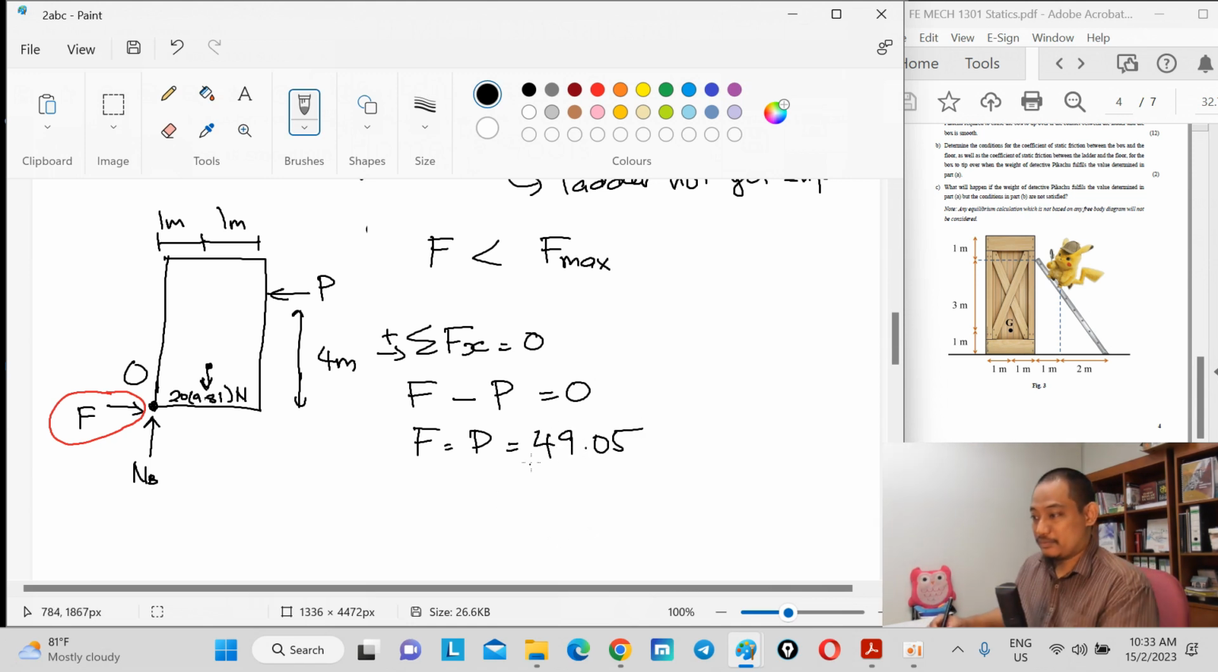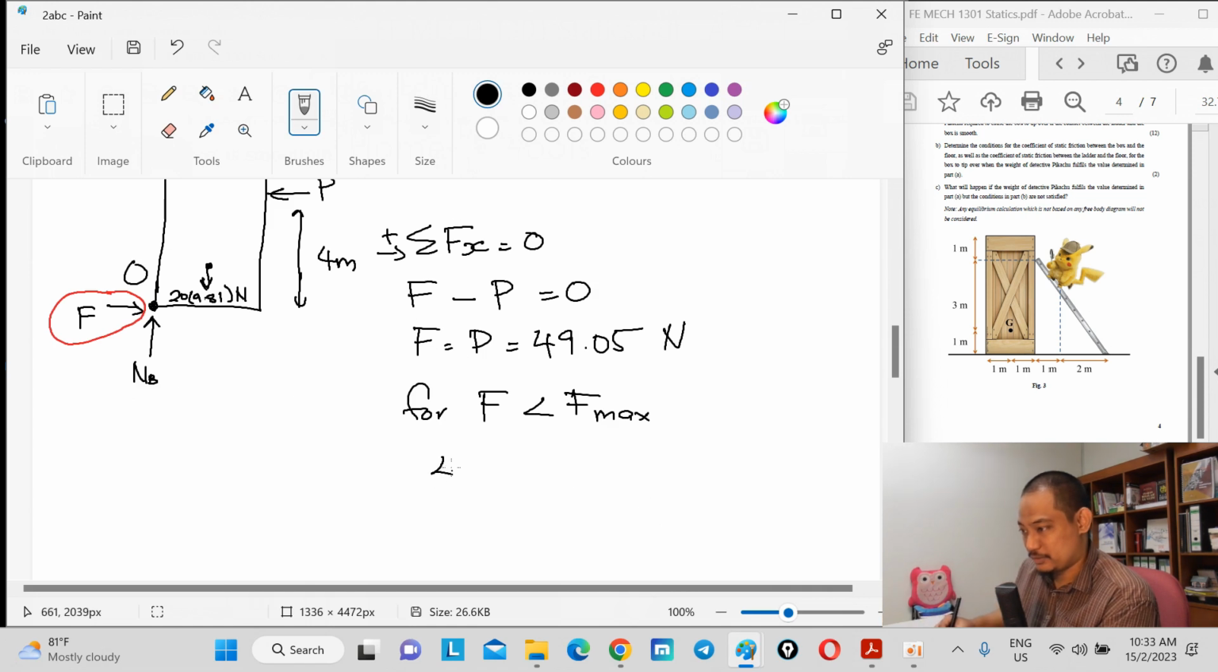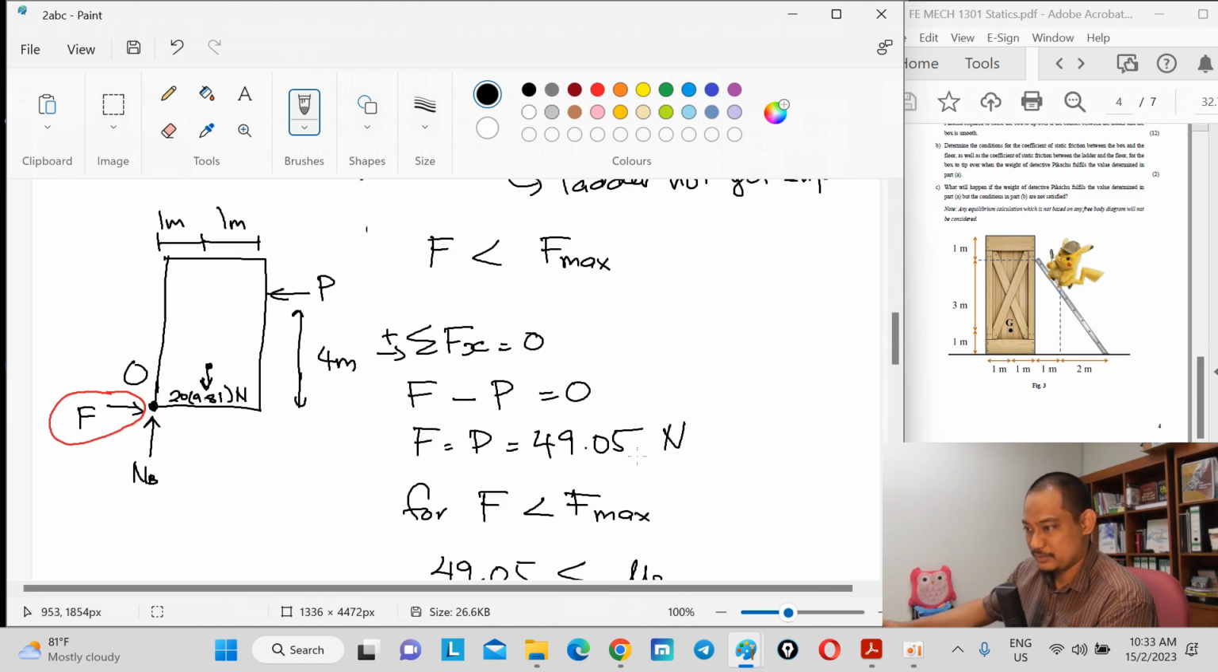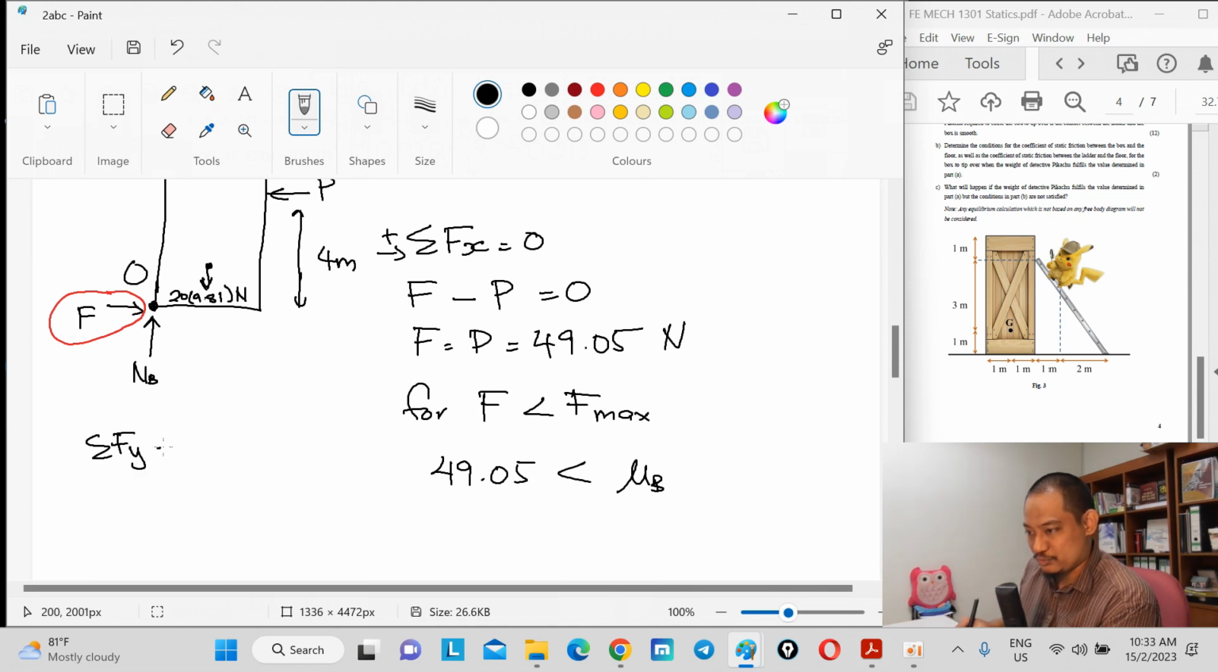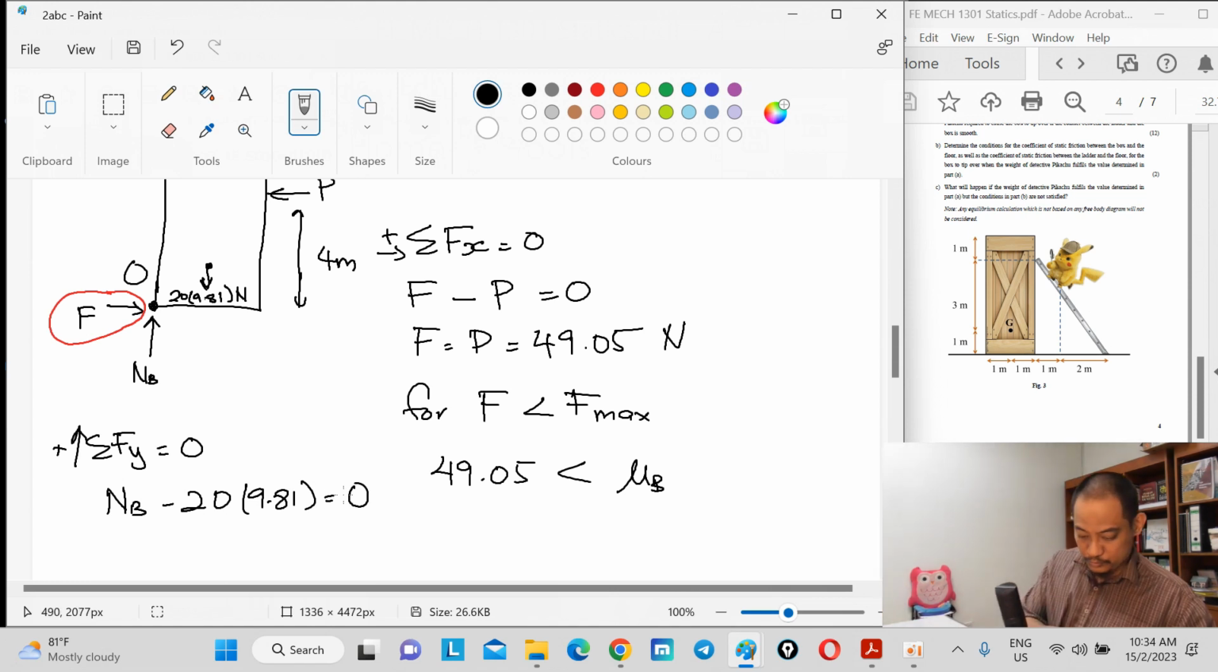49.05 Newton. Now going back to this, if F is 49.05 and F is less than F max, what does it mean? It means that 49.05 should be less than mu times N. This is for the box, so let's say N_B is the normal, and normal is what? We haven't calculated it yet, so I'll calculate it on this side. Summation of Fy equal to 0, upwards as positive, so you have N_B minus 20 times 9.81 equal to 0.